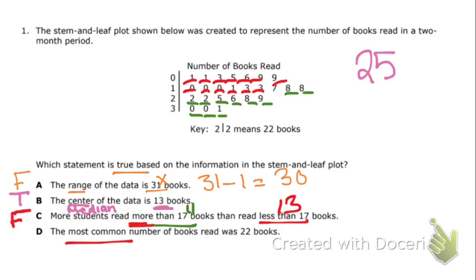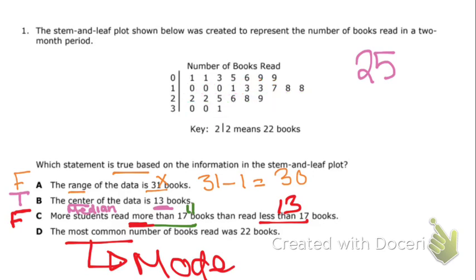And then the most common, that refers to the mode. The most common number is 22. Well, let's see what number occurs the most in this data set. The number that occurs the most seems to be, no, it seems to be 10 because it occurs 3 times. And so, no, 22 doesn't occur that many times. 22 only occurs 2 times, so no, this is not the one that occurred the most. So the only true statement is B.